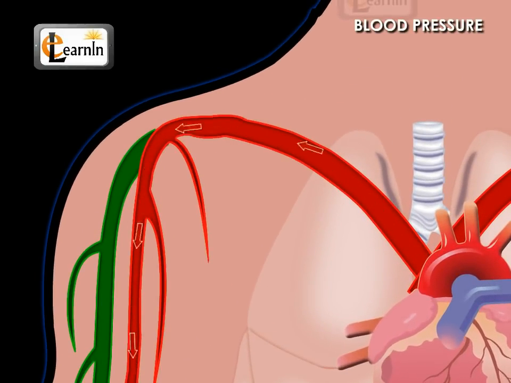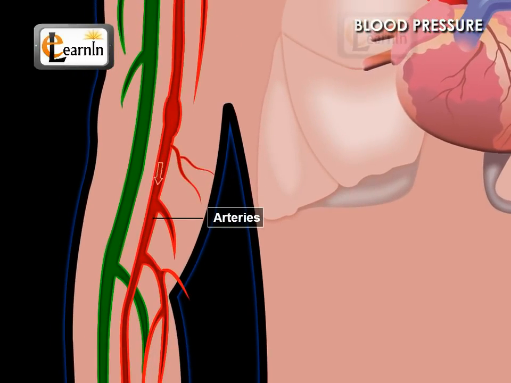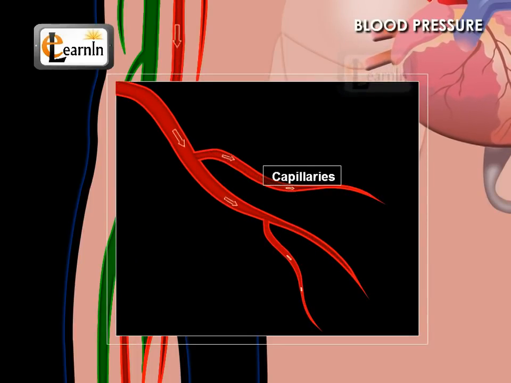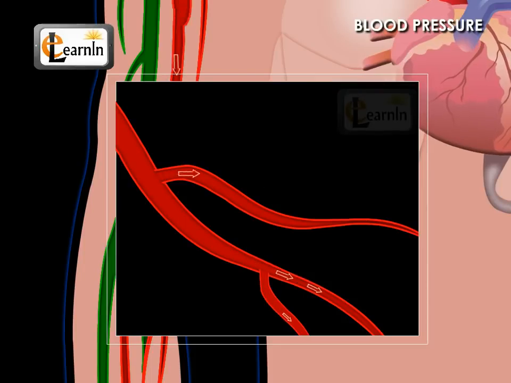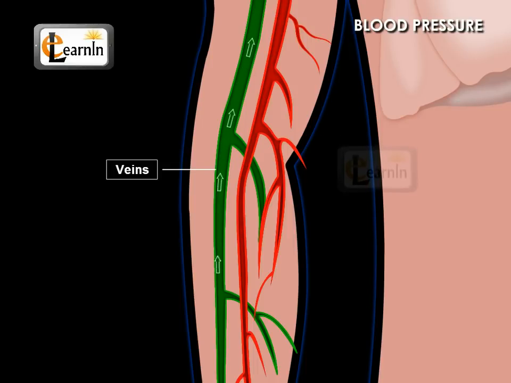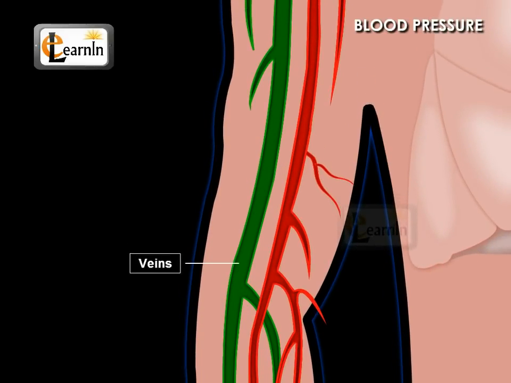Arteries receive blood from the heart, so blood pressure is higher in the arteries. The blood pressure gradually decreases as blood flows into capillaries. When this blood is collected into veins, blood pressure is greatly reduced. So, blood pressure is less in the veins when compared to the arteries.